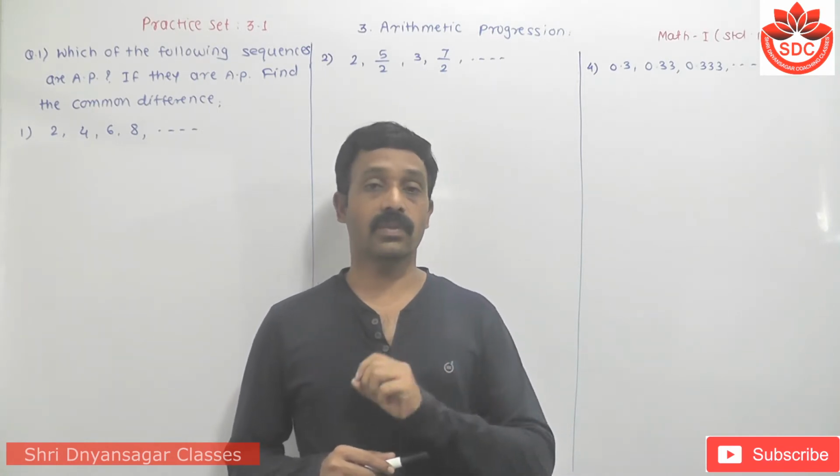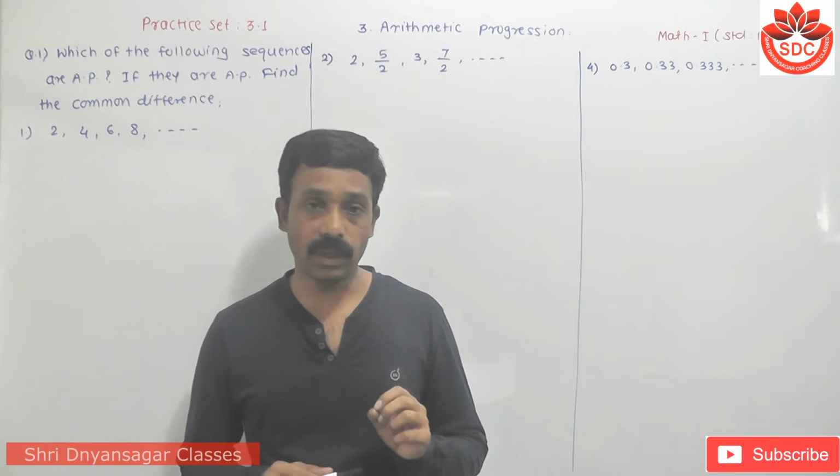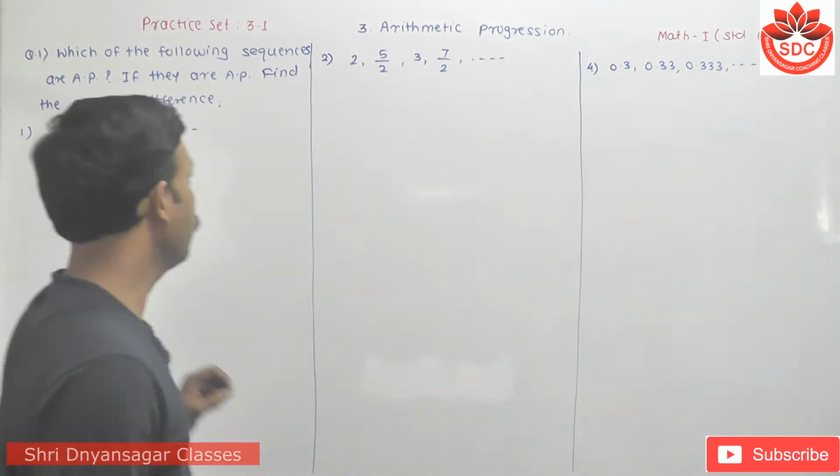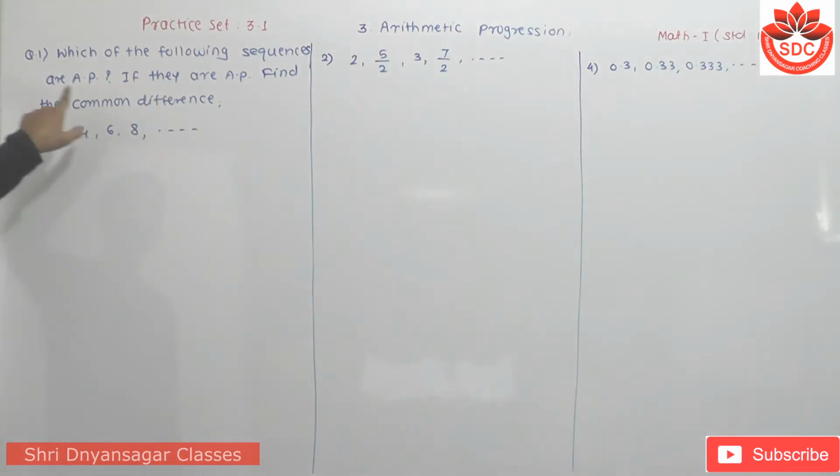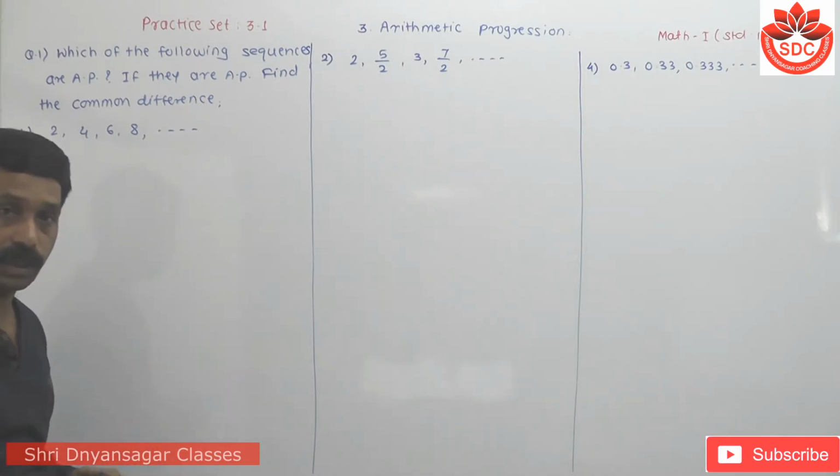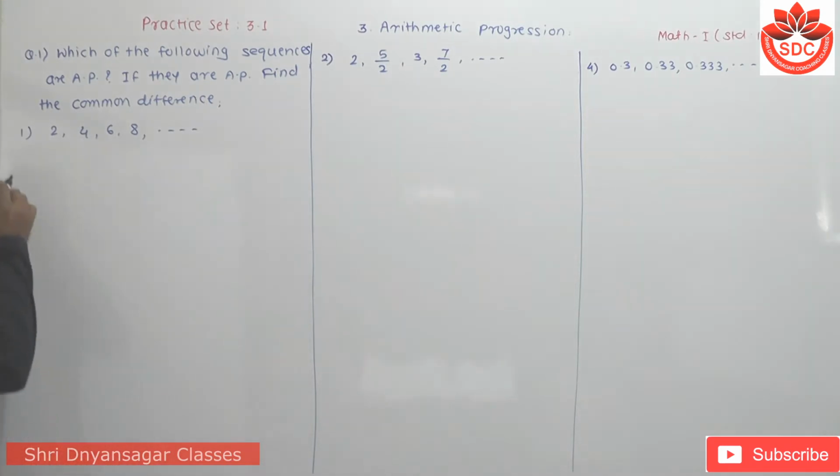Now we have to see the first question of this practice set 3.1. Question number 1: which of the following sequences are AP? If they are AP, find the common difference. Look carefully. I have taken the first question. The solution of this question is.